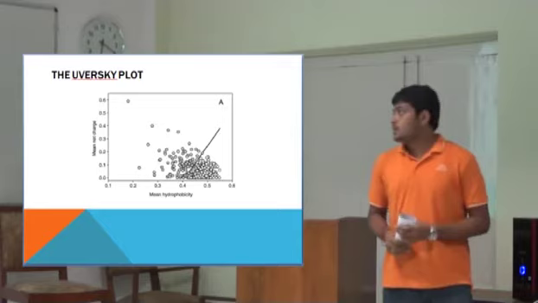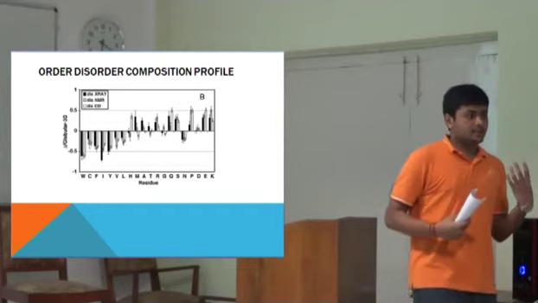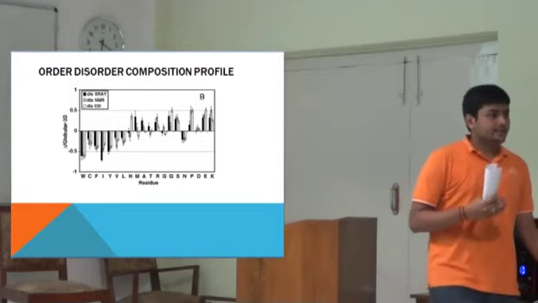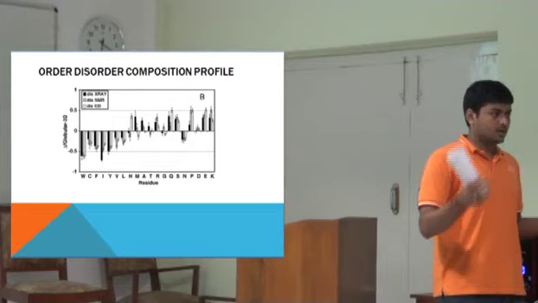But this was not a clear-cut classification. It was a rough classification between the proteins. Later, for finding different ordered regions and disordered regions within a big protein, further classifiers were made.